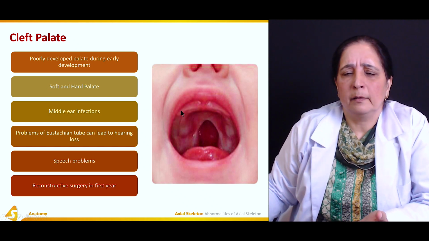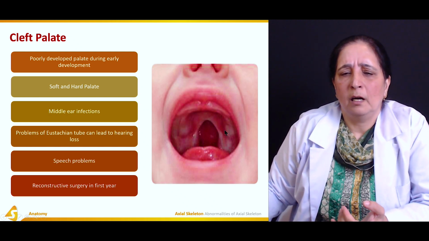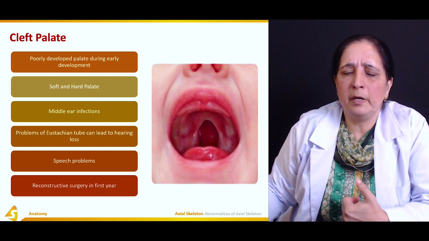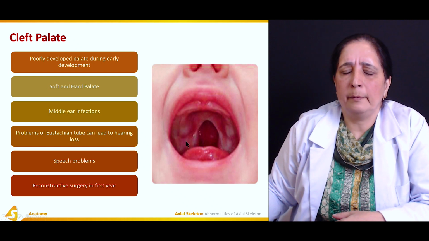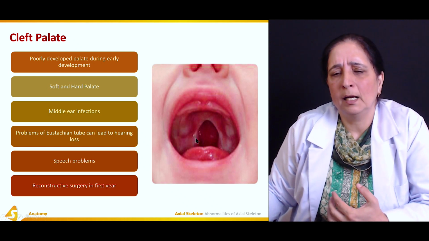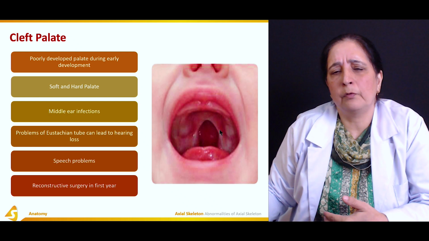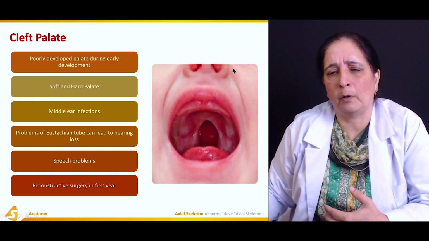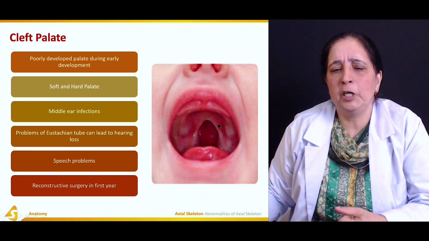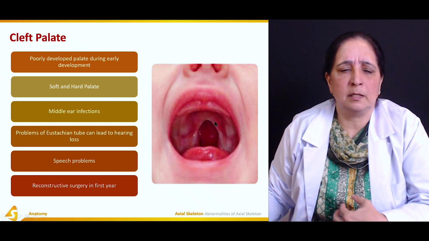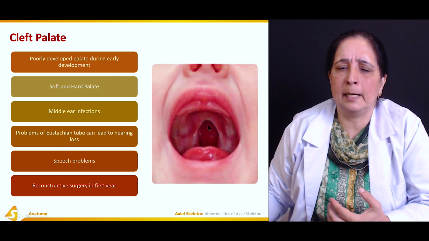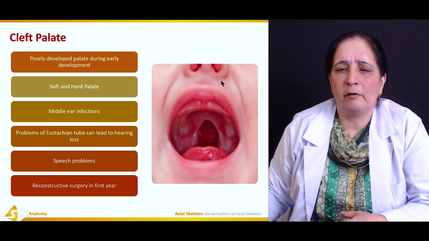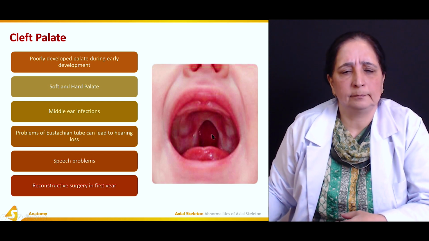Then there are also speech problems. Difficulty in swallowing is another problem. When the baby swallows milk, the milk comes out from the nose instead. So this is another complication. As the speech develops, there is a nasal twang or nasal resonance to the speech.